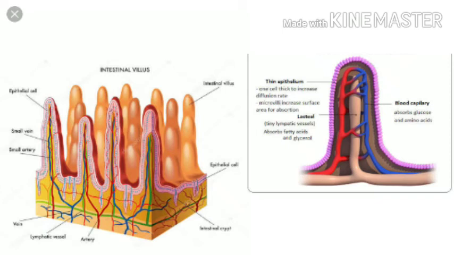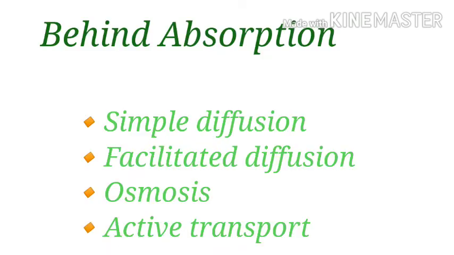like the blood. Absorption of nutrients, and 90% of water absorption, takes place through this finger-like projection, that is, villi. Let us check out how this absorption takes place.